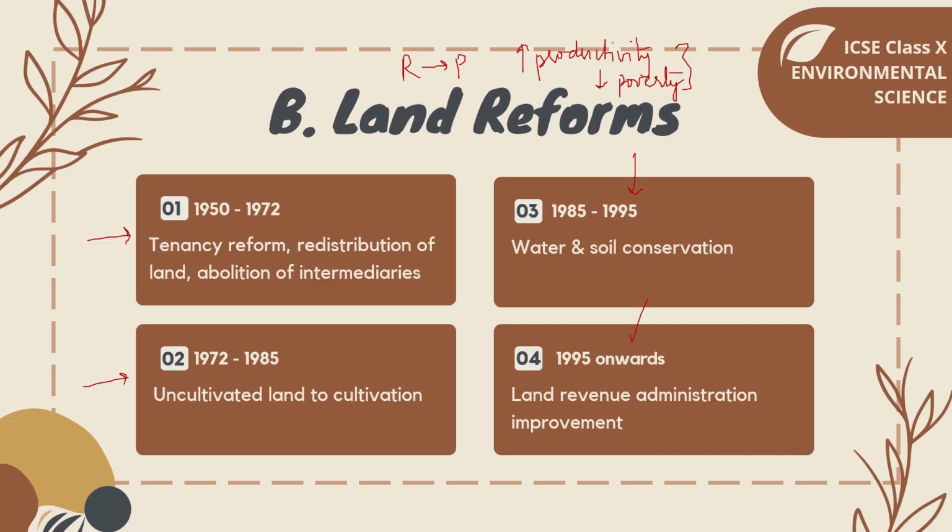The fourth phase, which is from 1995 onwards, has been to improve the land revenue administration, to continue the land legislation, especially the land records, ensuring that land records are maintained properly. This is what we have been focusing on from 1995 onwards. So these are the different land reforms in place in India.